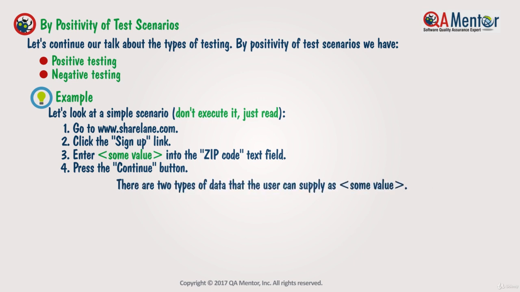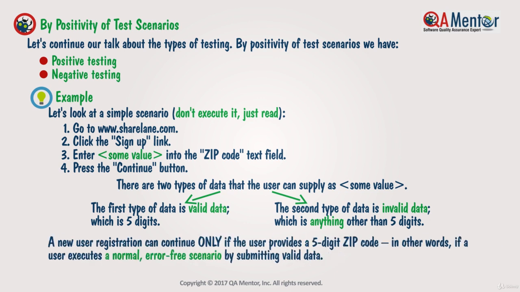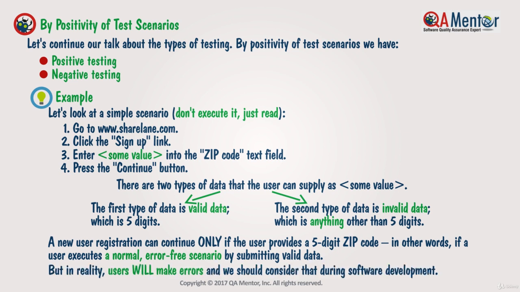There are two types of data that the user can supply as some value. The first type of data is valid data, which is 5 digits. The second type of data is invalid data, which is anything other than 5 digits. A new user registration can continue only if the user provides a 5-digit zip code. In other words, if a user executes a normal error-free scenario by submitting valid data. But in reality, users will make errors, and we should consider that during software development.